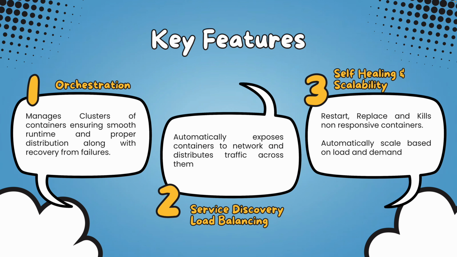They can restart, replace, or kill non-responsive containers, and they can automatically scale based on horizontal pod scaling, which is called HPA in Kubernetes, and we will also read about those terms when we go through the Kubernetes architecture. So they automatically scale based on the load and demand. Then there is service discovery and load balancing, which means that they distribute traffic across the containers and automatically expose containers to the network.